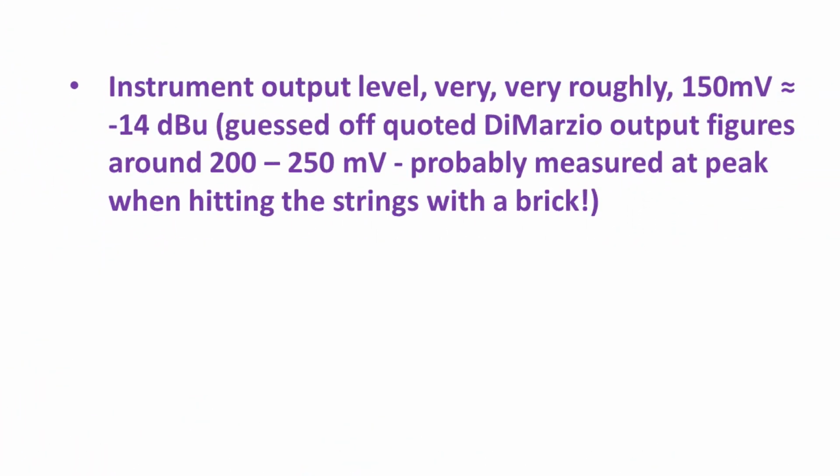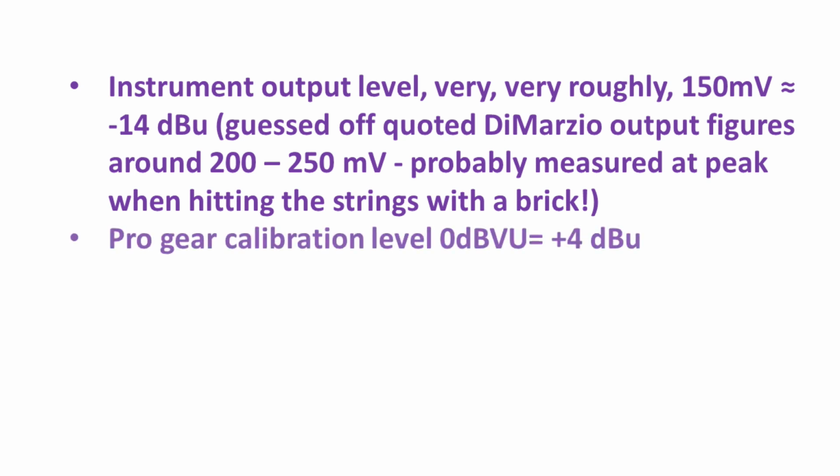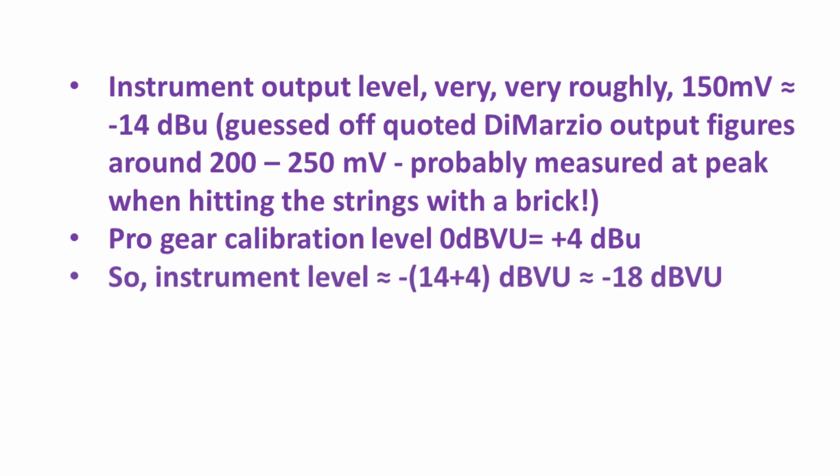And yes, some are going to be less, some are going to be more, but round about that gives us something to work on. So if we're happy enough to take 150 millivolts as a workable output level for a guitar, and yep, there is a huge range of values around this, 150 millivolts is roughly equivalent to minus 14 dBu. A pro calibrated system is going to give you 0 dBVU, equivalent to plus 4 dBu. That means that your instrument level is going to be showing as around minus 18 dBVU.